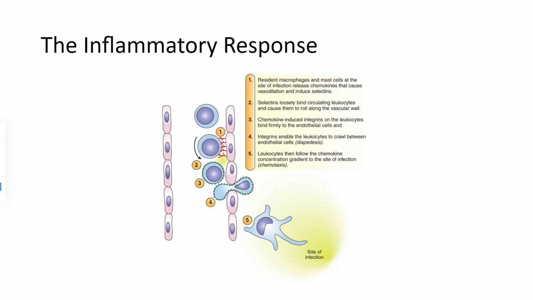Selectins loosely bind circulating leukocytes and cause them to roll along the vascular wall. Chemokine-induced integrins on the leukocytes bind firmly to the endothelial cells, and integrins enable the leukocytes to crawl between endothelial cells, a process called diapedesis. So selectins are going to help it bind to the surface of this blood vessel, and eventually help it squeeze through the blood vessel wall. Then they're going to follow that chemical gradient back to the source of infection.